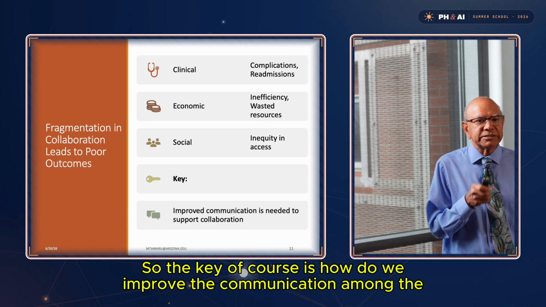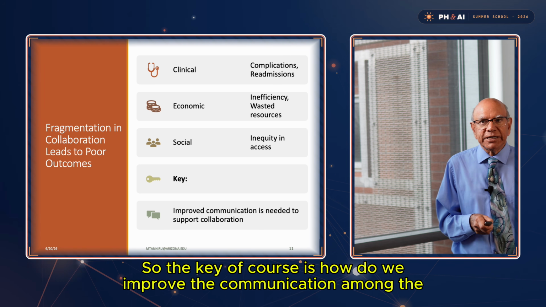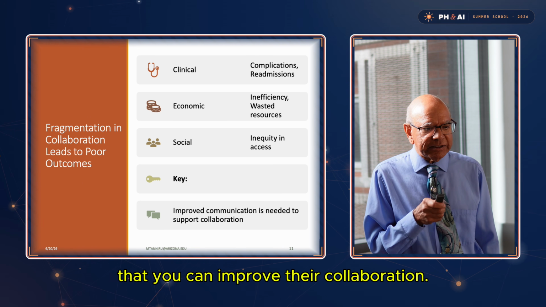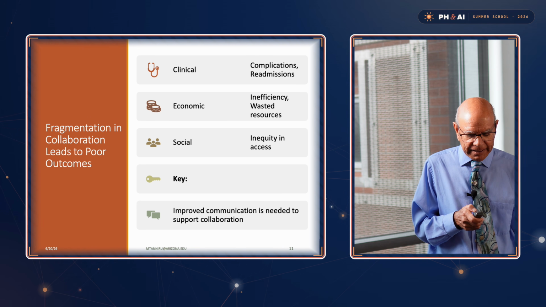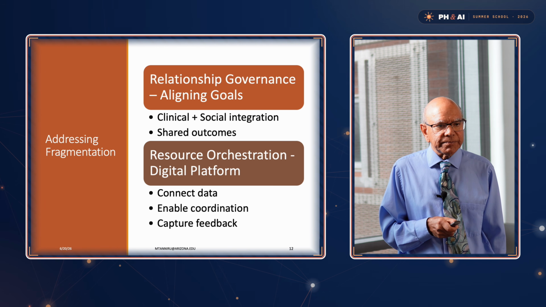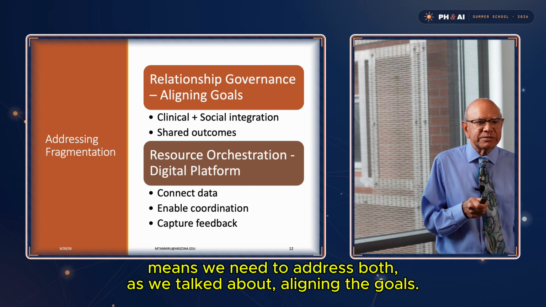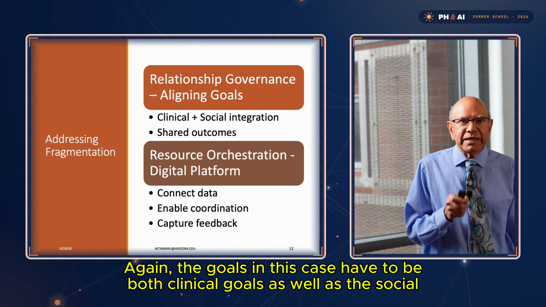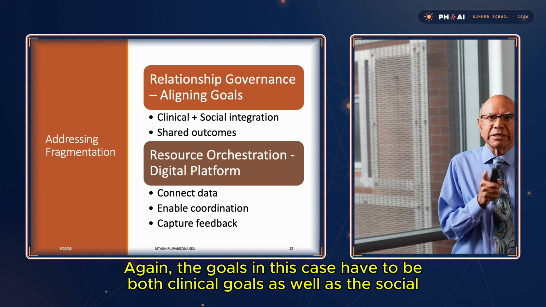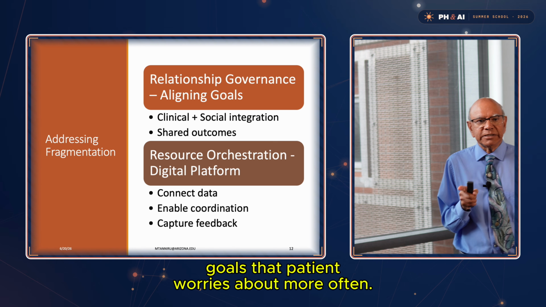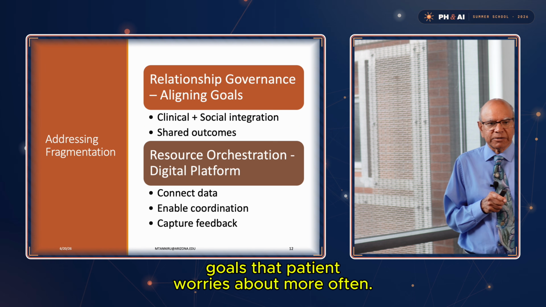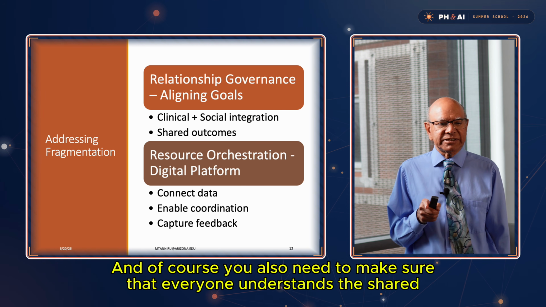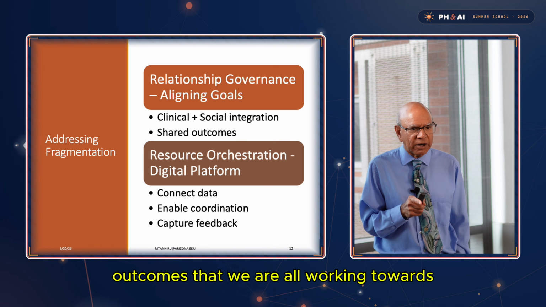So the key, of course, is how do we improve the communication among the external parties so that you can improve their collaboration. That means we need to address, as we talked about, aligning the goals. Again, the goals in this case have to be both clinical goals as well as the social goals that patients worry about more often. And of course, you also need to make sure that everyone understands the shared outcomes that we are all working towards.